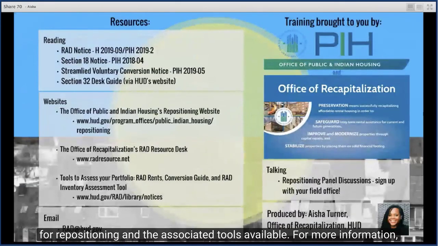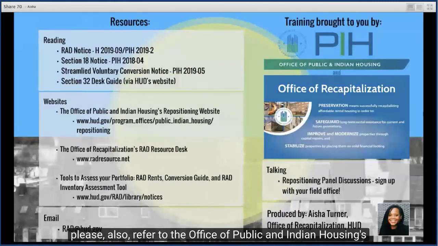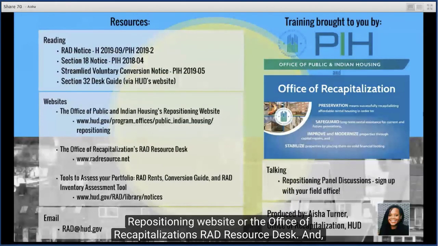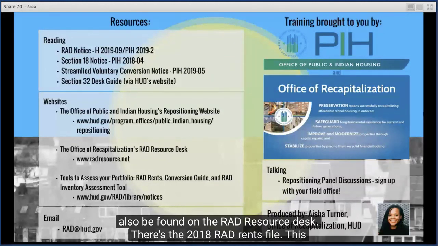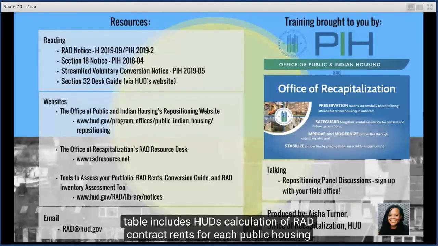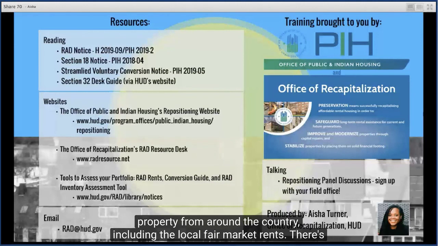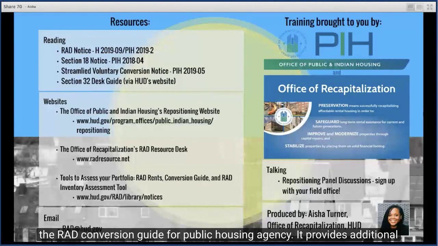For more information, please also refer to the Office of Public and Indian Housing's Repositioning website or the Office of Recapitalization's RAD Resource Desk. And finally, here are some tools that may help you assess your portfolio, which can also be found on the RAD Resource Desk. There's the 2018 RAD Rents file. This table includes HUD's calculation of RAD contract rents for each public housing property from around the country, including the local fair market rents.